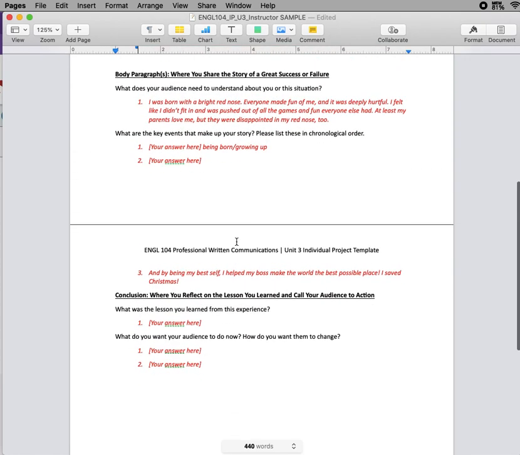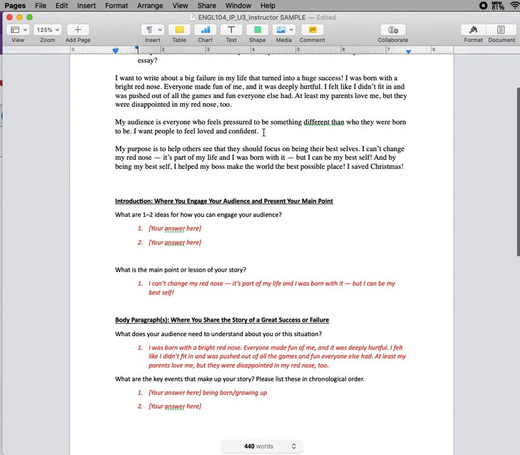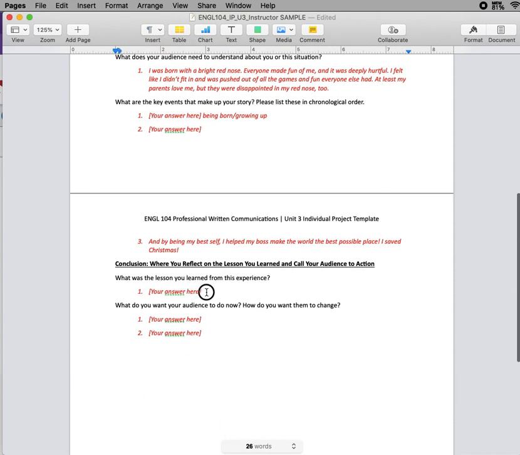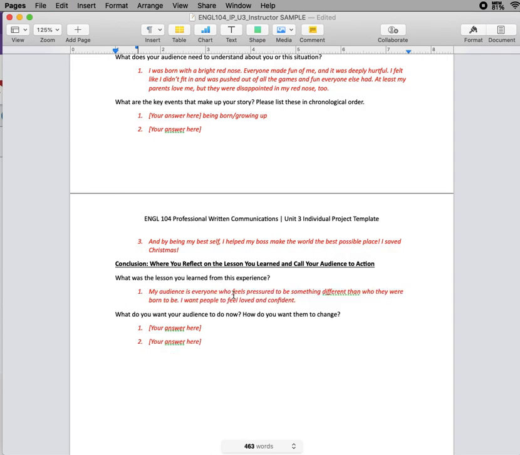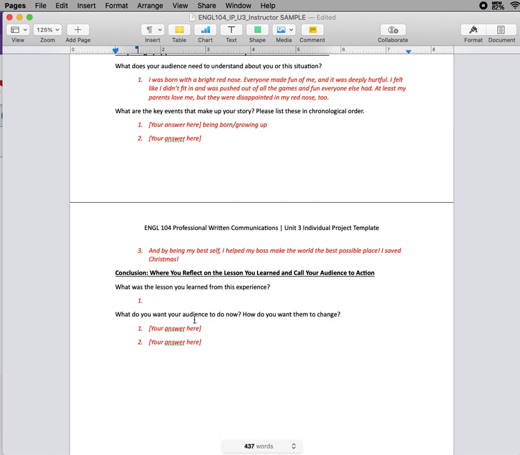Next, because remember, we're plugging in things that we already have, here in our conclusion, what was the lesson you learned from this experience? So let's go back up here. I think the lesson that we learned could be just a copy and paste of this as well. We're looking at multiple ways to say it. I can't change my red nose, but I can be my best self. But what if we take what we wanted to share with our audience? Because it's about being pressured to be something different than who they were born to be. So those ideas could be part of it. Actually, let me take that out. I think we should do this. We're going to put it right here.